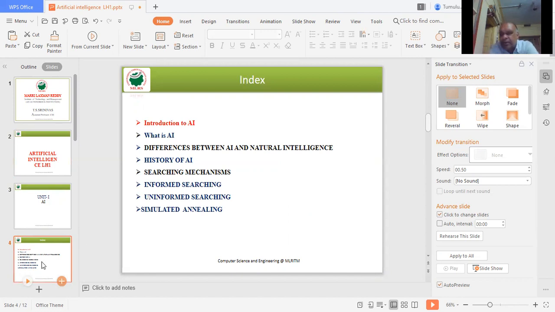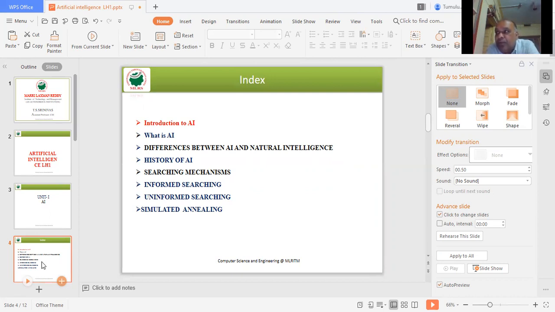One is the introduction to artificial intelligence. Next, what is artificial intelligence? What are the differences between artificial intelligence and natural intelligence? And elaborately, I'm going to discuss the history of artificial intelligence. What are the various searching mechanisms that are present in artificial intelligence? In this artificial intelligence, we are going to understand different learning agents and intelligent agents. What is the role of the learning agent?